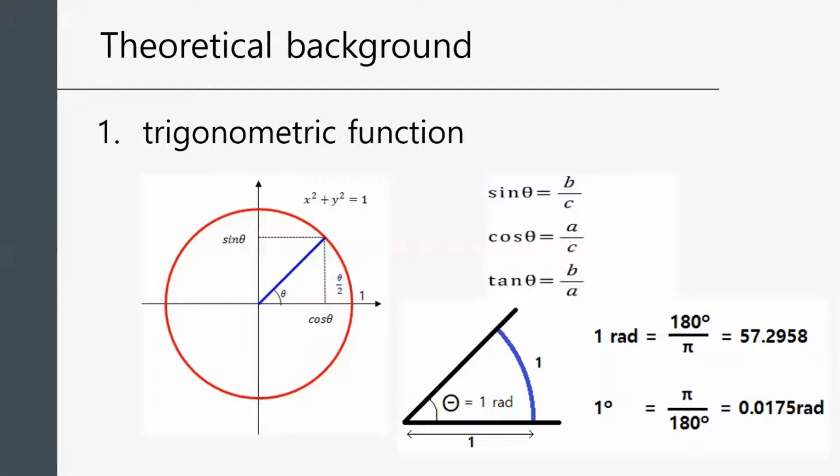First, let me tell you about the mathematical background used in this programming. A trigonometric function is what extends the trigonometric ratio to a normal angle. The coordinates of a point on the unit circle may be expressed as cosine and sine functions. The triangle ratio uses angles expressed in degrees, and trigonometric functions use radian measure.